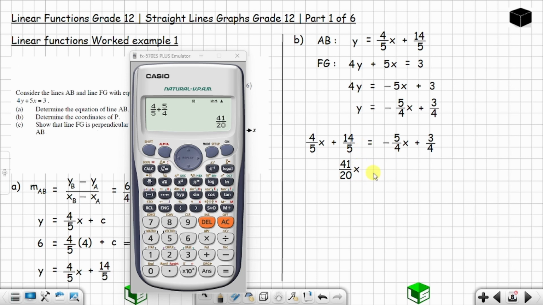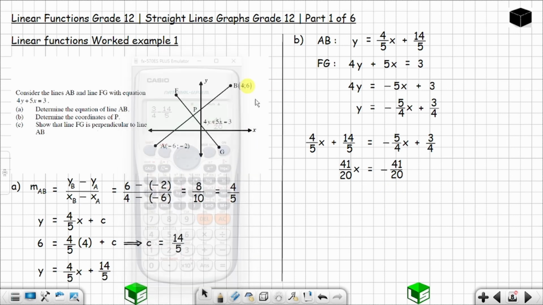This is equal to, you have this 3 over 4 keep it to the right, and you take this one to the right, it becomes negative 14 over 5. The like terms, you take this one to the right, it becomes negative 14 over 5, and this is equal to negative 41 over 20. Negative 41 over 20.